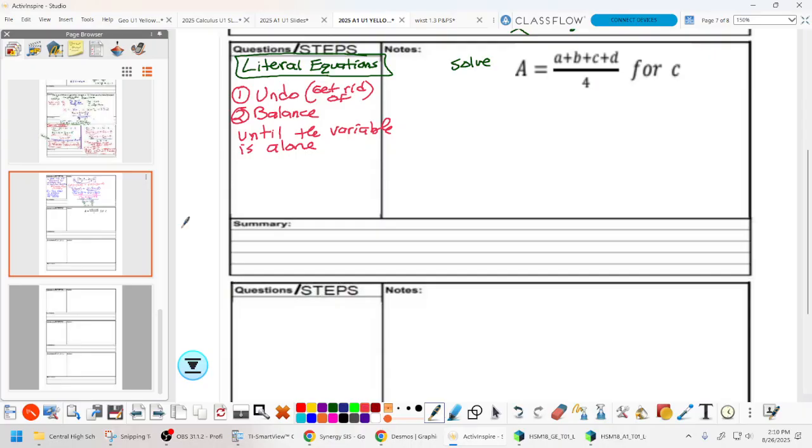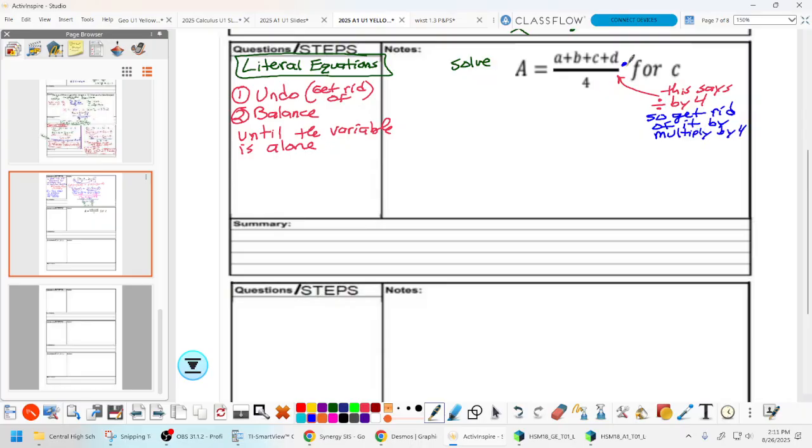Yeah. C, D, and A. C, D, wait, you said C. A, B. Yeah. A, B, and D. And one other thing. And the 4. Okay, we also need to get rid of that. So put this note. This says divide by 4. How do I get rid of divide by 4? Multiply by 4. Yeah. So get rid of it by multiplying by 4.